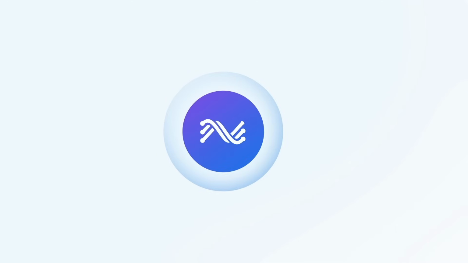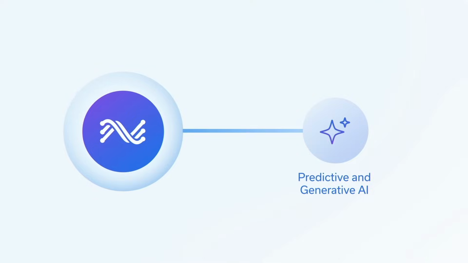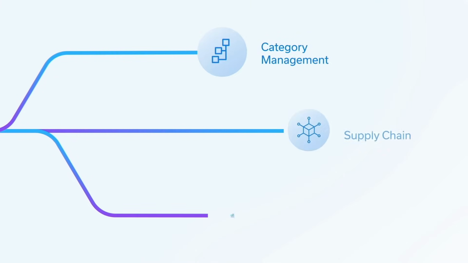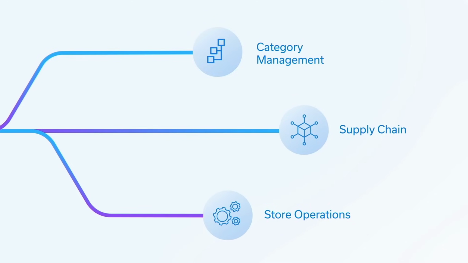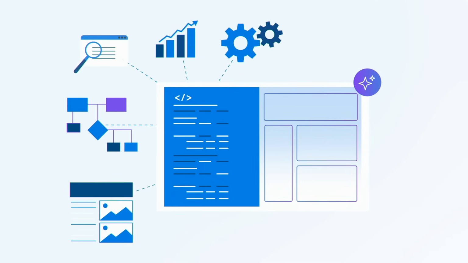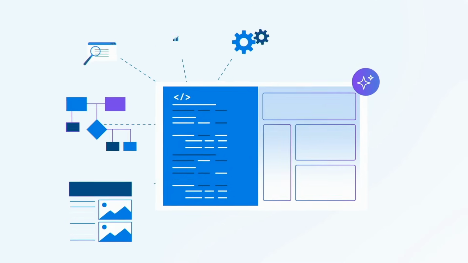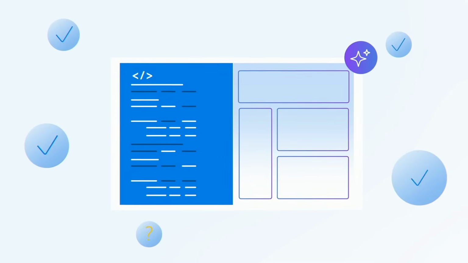Across Symphony AI's retail applications, we're delivering predictive and generative AI through a seamless and connected set of advanced capabilities for category management, supply chain, store operations, and more. The CINDE Gen AI suite of applications helps you answer your toughest merchandising questions faster and more accurately to understand what's happening in the business and plan better for the future.